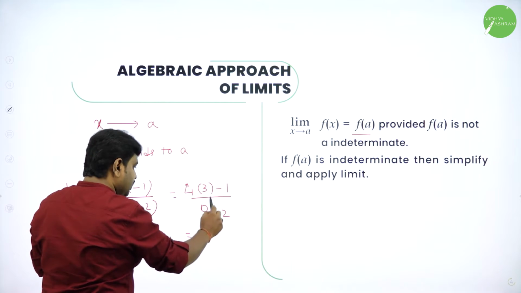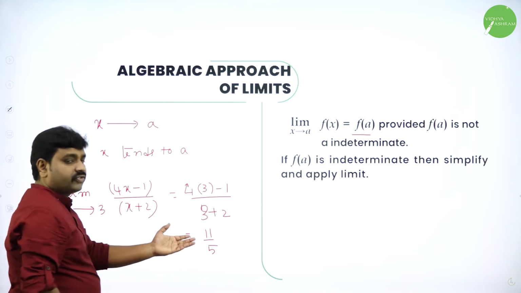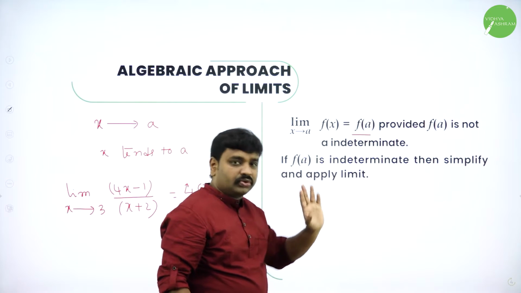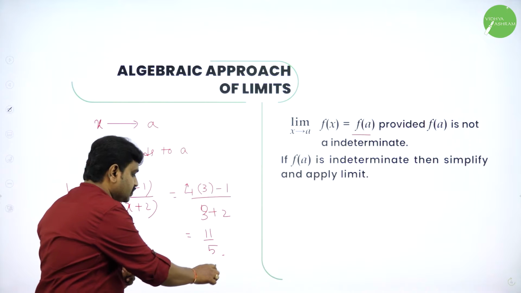4 times 3 is 12, 12 minus 1 is 11, divided by 5. So this is f of 3. Limit x tends to a of f of x means in the place of x put a. Here in the place of x put 3, and I got this value.